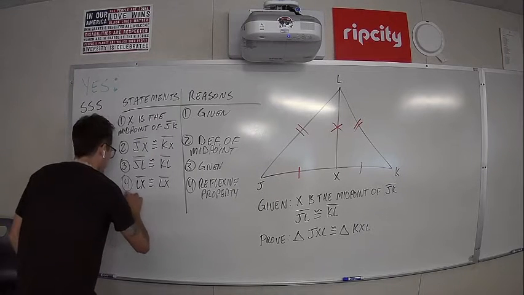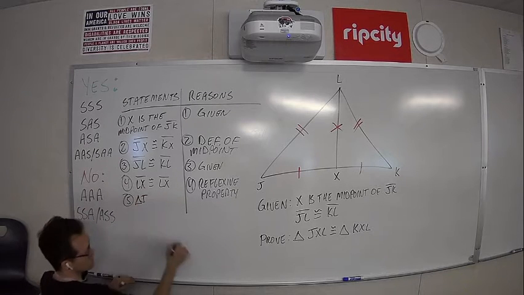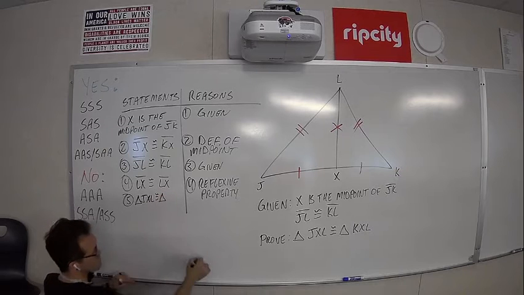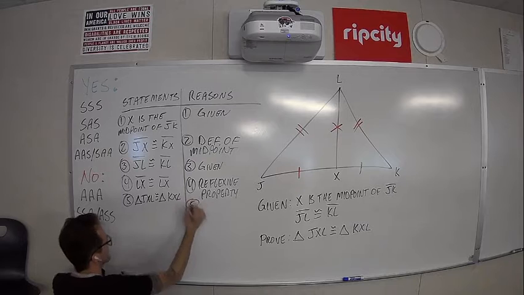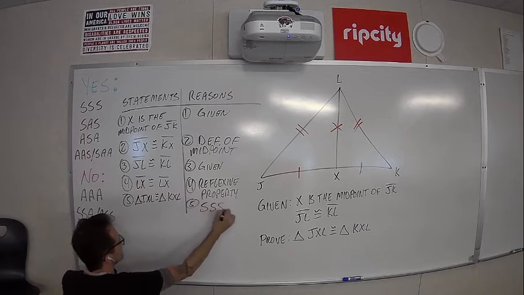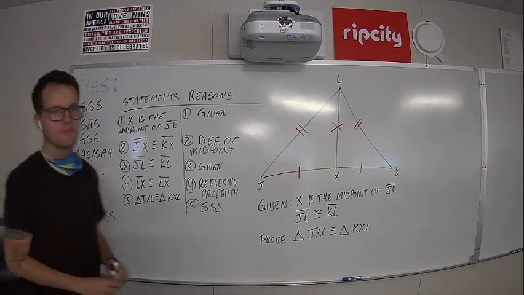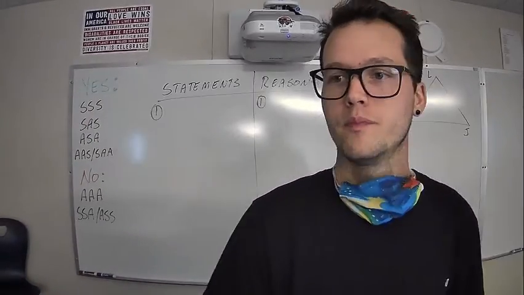So our final step here is going to be our prove statement. So triangle JXL is congruent to triangle KXL. And why is that the case? We can simply say side, side, side, or just S, S, S. There we go. That's one proof down. We're going to do just one more.